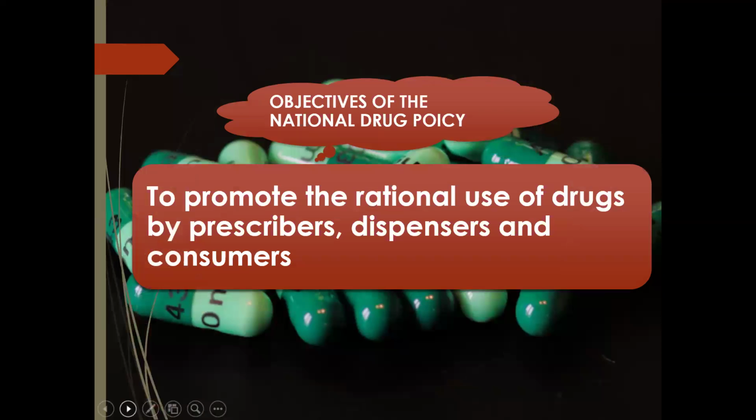The third objective of the national drug policy is to promote the rational use of drugs by prescribers, dispensers, and consumers. The rational use of drugs has to do with using the right drug, at the right time, in the right dosage form, at an affordable price, and backed with the right instructions to the patient.